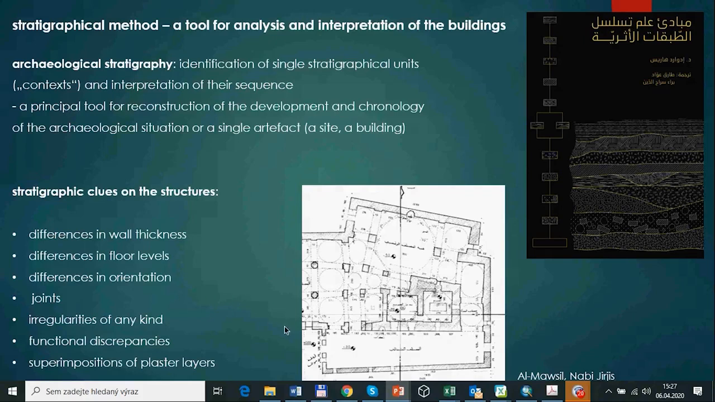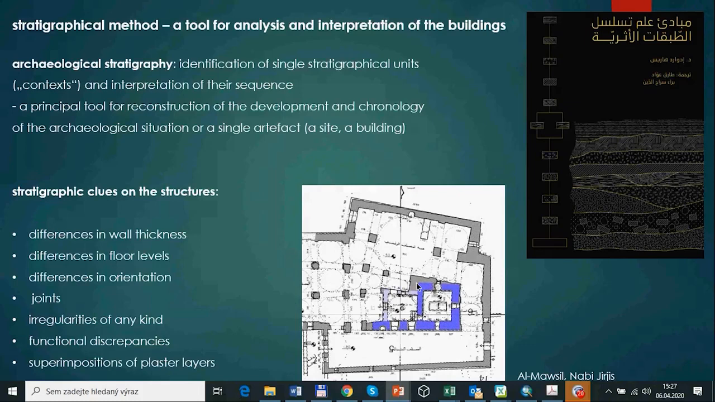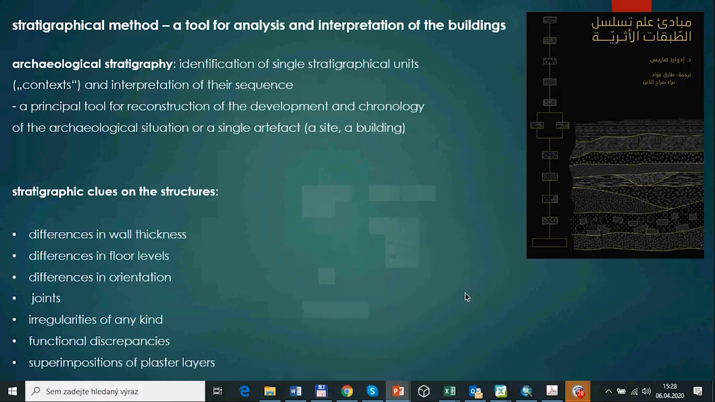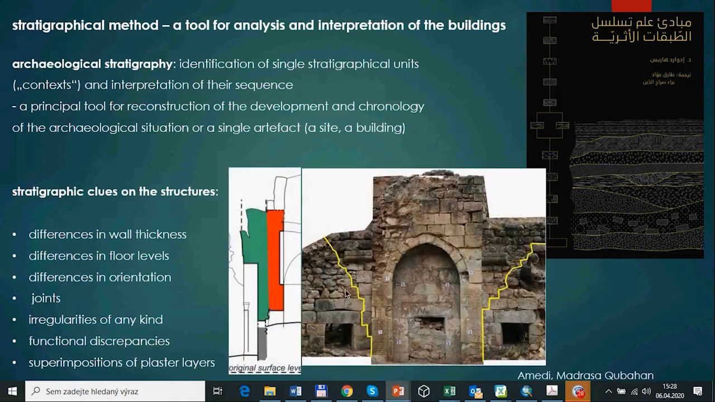There is another clue in the same picture. This part, especially this part, the tomb of the Prophet, is about 1.20 meters deeper, is recessed than the rest. So differences in floor levels, differences in orientation are important stratigraphic indications which we need to look for. So this is interpretation. The blue color highlights probably the medieval nucleus, the medieval core of the building.